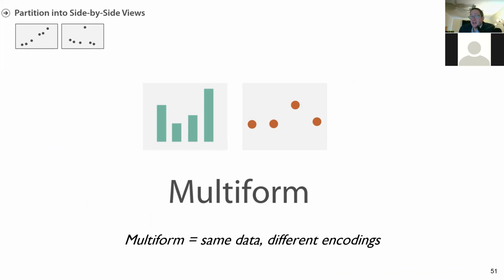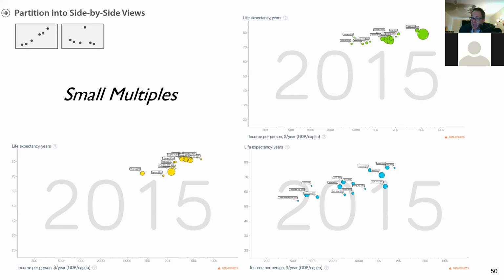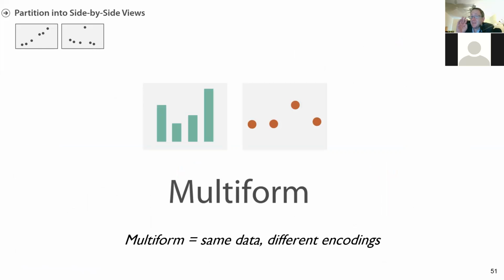Multiform visualizations are a slightly different beast. I get the same data, different encoding, which seems, what? Why would you do that? So the data sets are exactly the same. I'm just viewing a different attribute. It is different. The small multiples one would be different data, same attribute. So I have income, life expectancy on all of these axes. This thing over here is the same data, and I encode it in a different way.